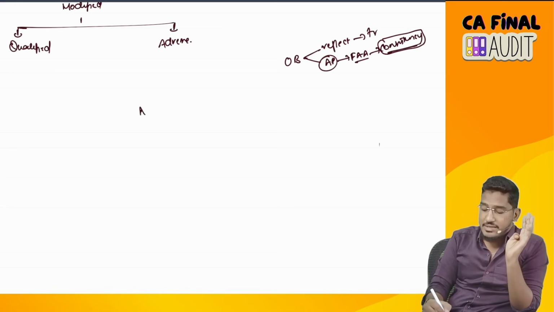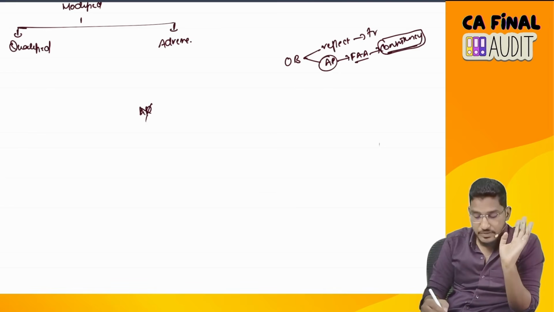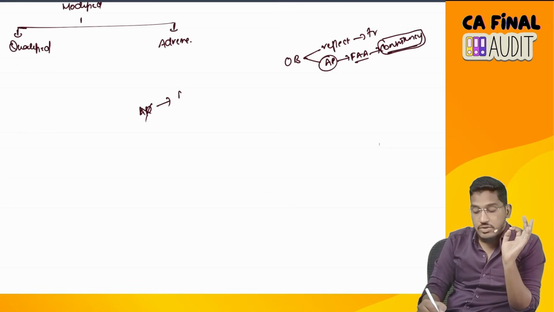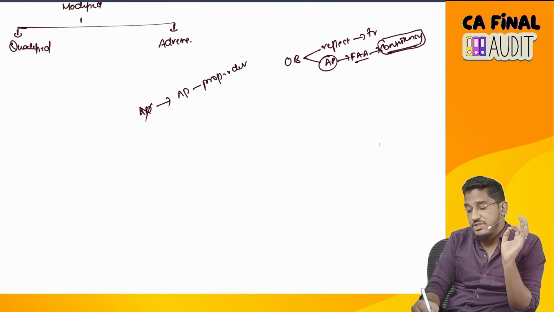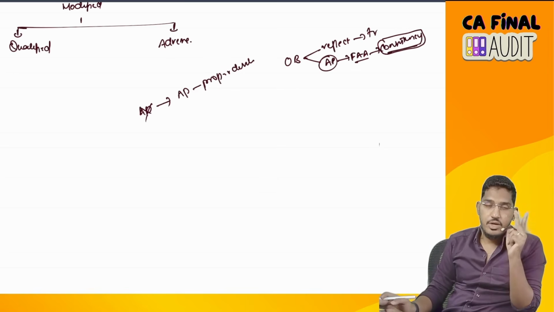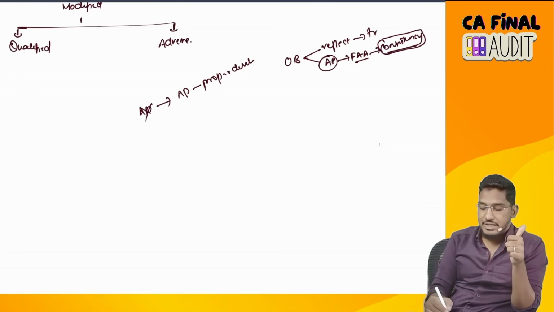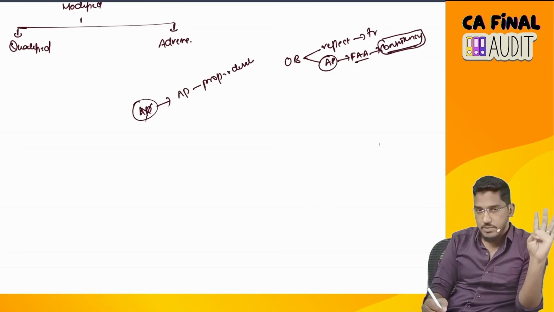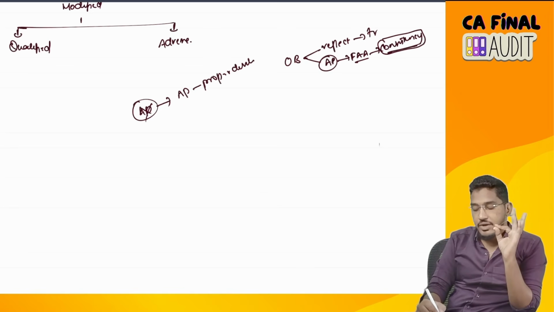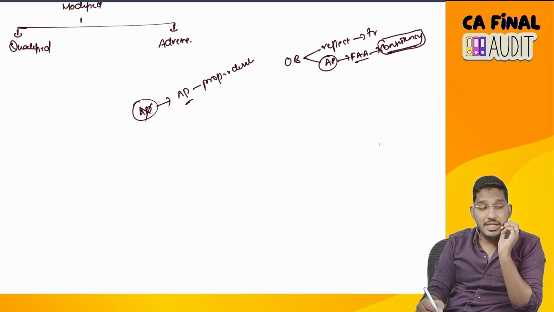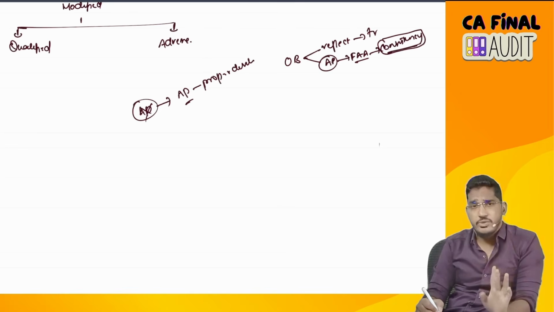Without any valid reason, accounting policy should not be changed. If there is a valid reason because of which you are changing the accounting policy, then there should be a proper disclosure of the change in the accounting policy. So two things. Number one, without any valid reason, accounting policy should not be changed. Number two, if at all there is a valid reason for change in the accounting policy, that change should have been appropriately presented and disclosed and accounted for. Both the things you need to check.